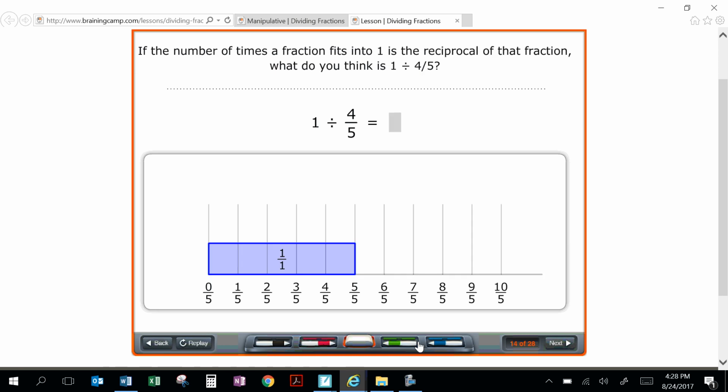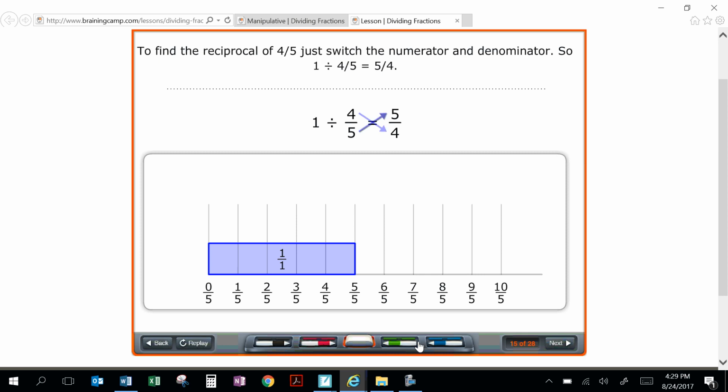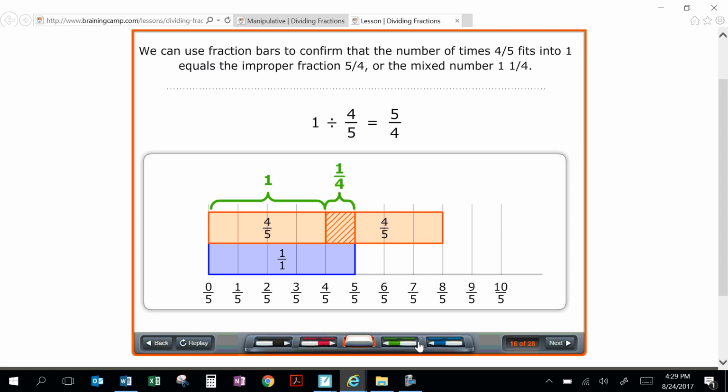If the number of times a fraction fits into 1 is the reciprocal of that fraction, what do you think 1 divided by 4/5 is? What do you think the reciprocal of 4/5 is? They said reciprocal is the flipping of the numerator with the denominator. Hopefully you'll say 5/4. To find the reciprocal of 4/5, just switch the numerator and denominator. So 1 divided by 4/5 equals 5 over 4. We can use fraction bars to confirm that the number of times 4/5 fits into 1 equals the improper fraction 5 over 4, or the mixed number 1 and 1/4. 1/5, 2/5, 3/5, 4/5, 5/5.